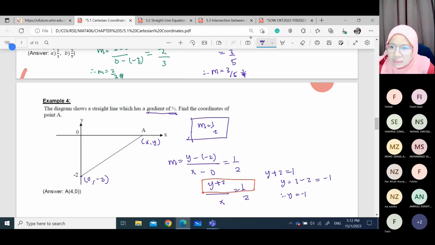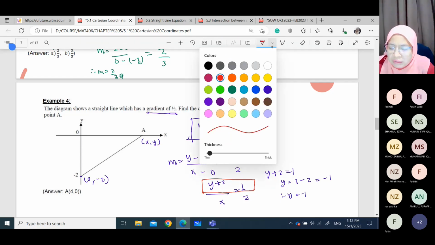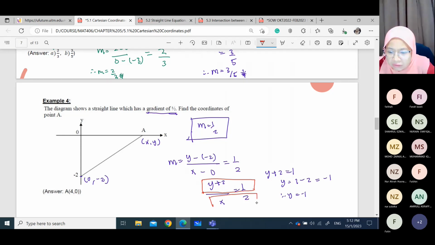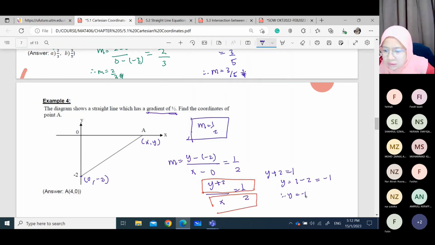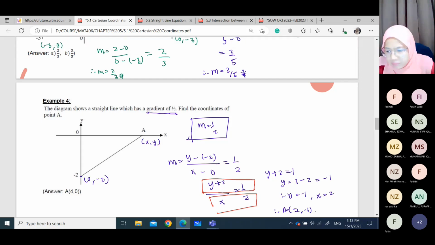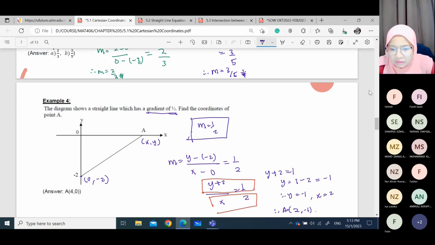Next, for the denominator, x is equivalent to 2. So our x is 2. Therefore, the point A is (2, -1). So this is the coordinate.